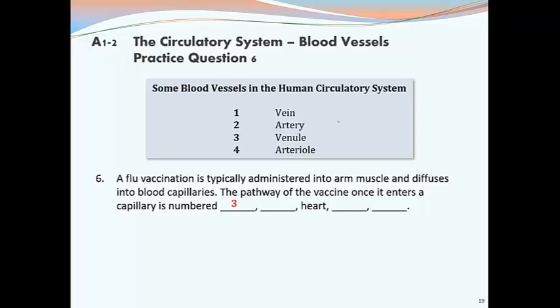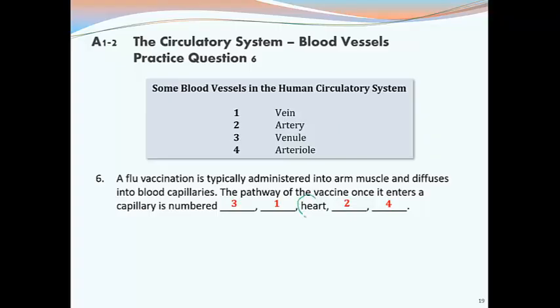So in this question, it'll first go venule, then to the vein, and of course, the vein brings it into the heart through the vena cava. It does its thing through the heart, out the pulmonary artery to the lungs, back through the pulmonary vein into the heart. The heart pumps it out through the aorta. So that's an artery, number 2. Then the arteriole, number 4, and from the arterioles, it's back to the capillaries, and the capillaries then go back to the venule, venule to vein, and the cycle continues through that process.